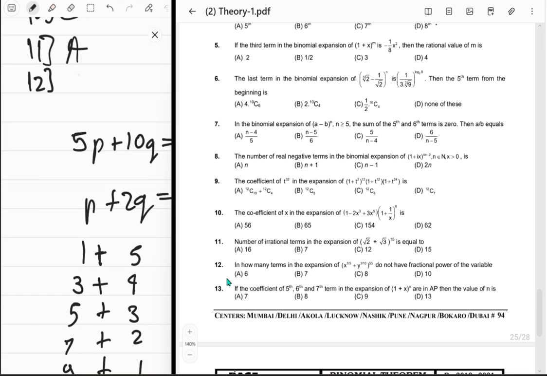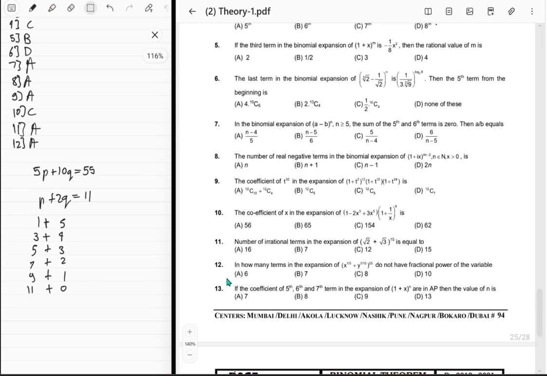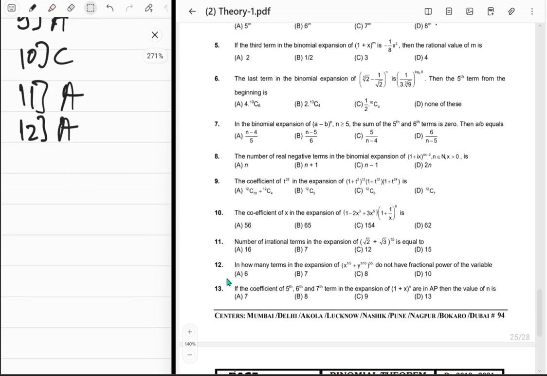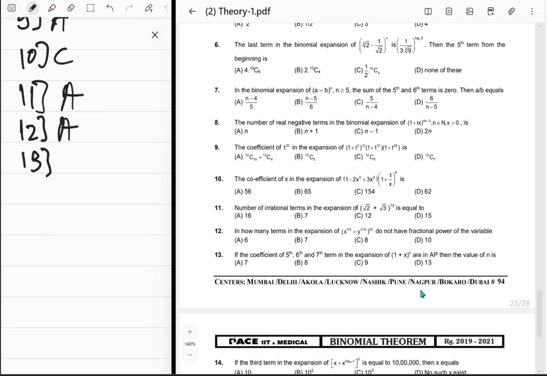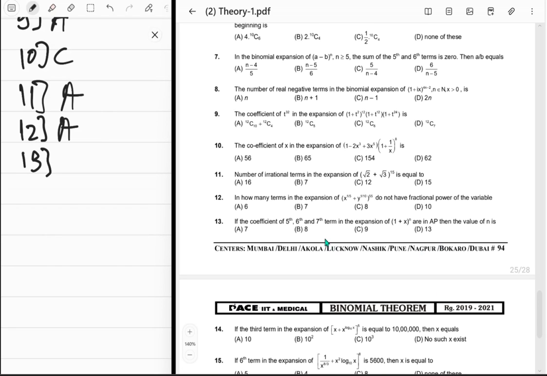So there we go, 12a. Let's go to the 13th. If the coefficients of the 5th, 6th, and 7th terms in the expansion of (1 + x)^n are in AP, the value of n is exactly. For this, I even made a whole formula.